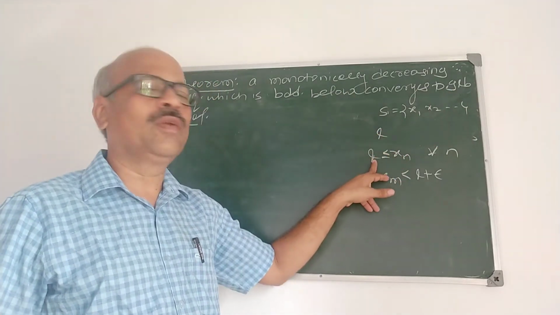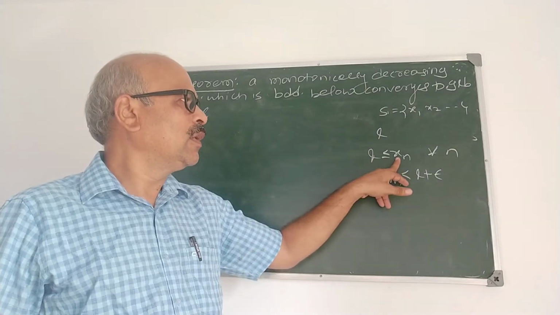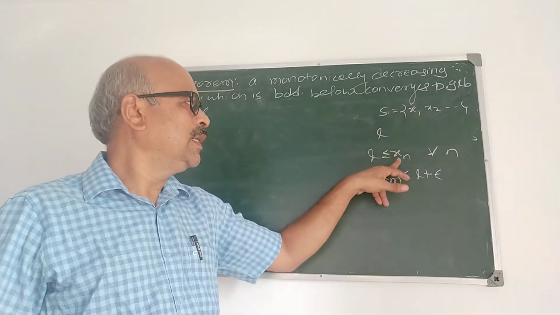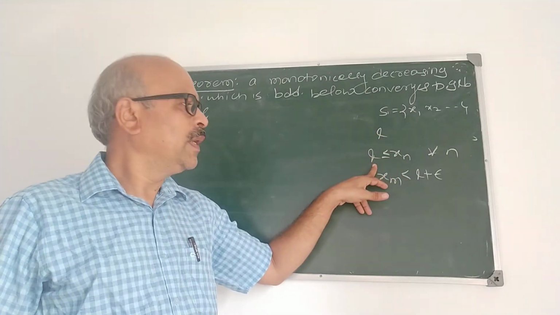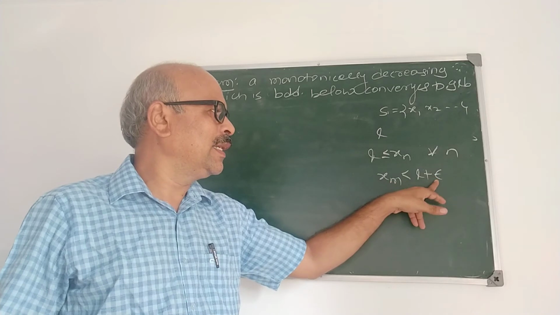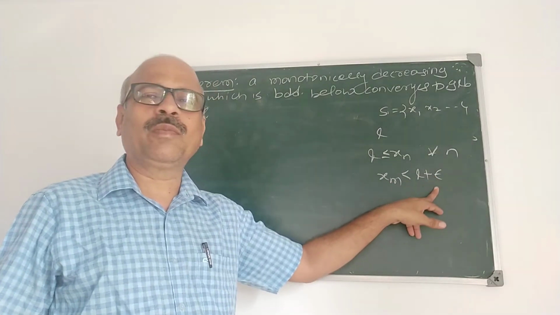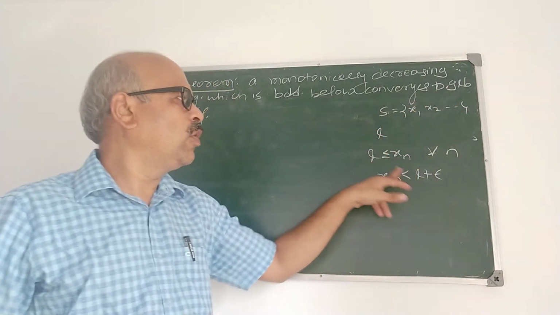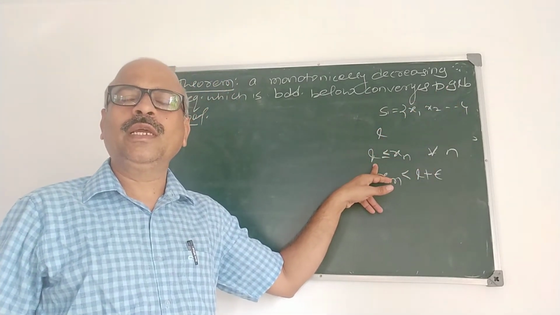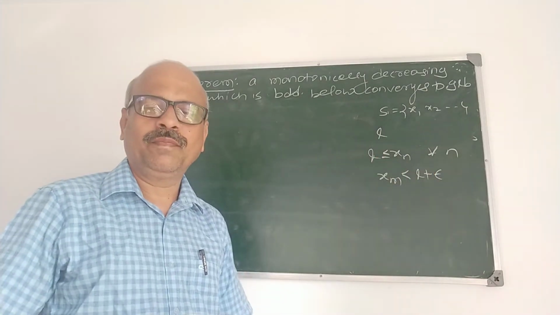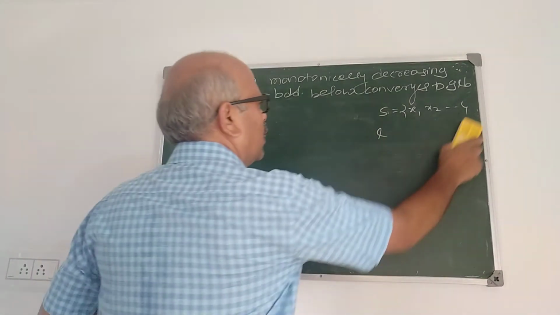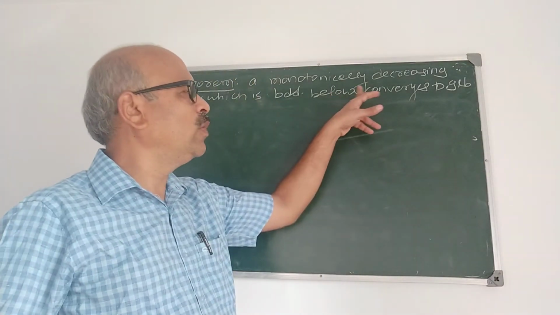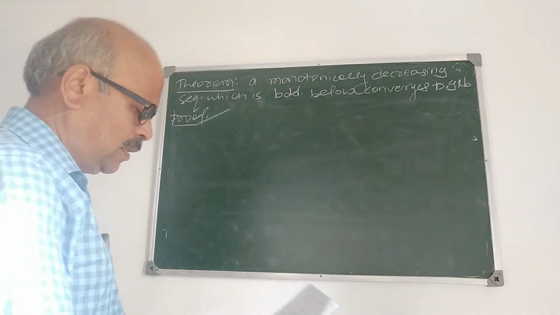So I have taken L as the lower bound. What do you mean by lower bound? Every term of this set is greater than or equal to L. But if you take a number slightly greater than L, then it will not be a lower bound. The greatest of all the lower bounds is called the greatest lower bound. Now to prove this, what is the result? Monotonically decreasing and bounded below, it converges to its greatest lower bound.